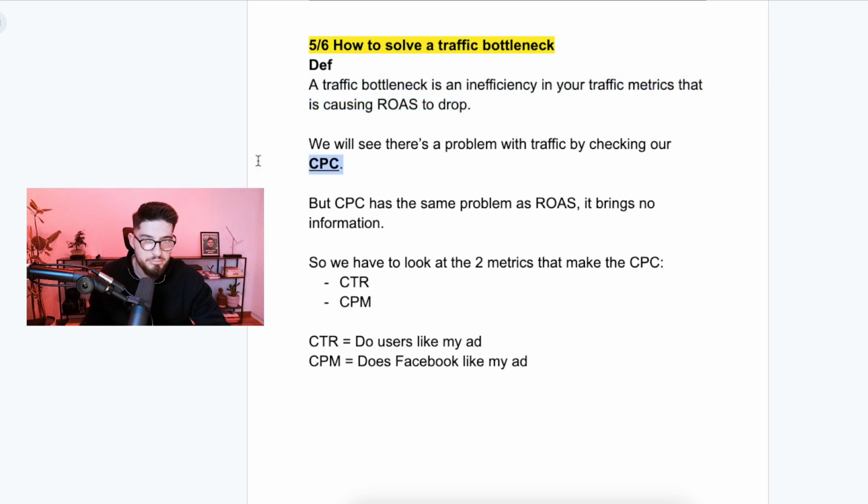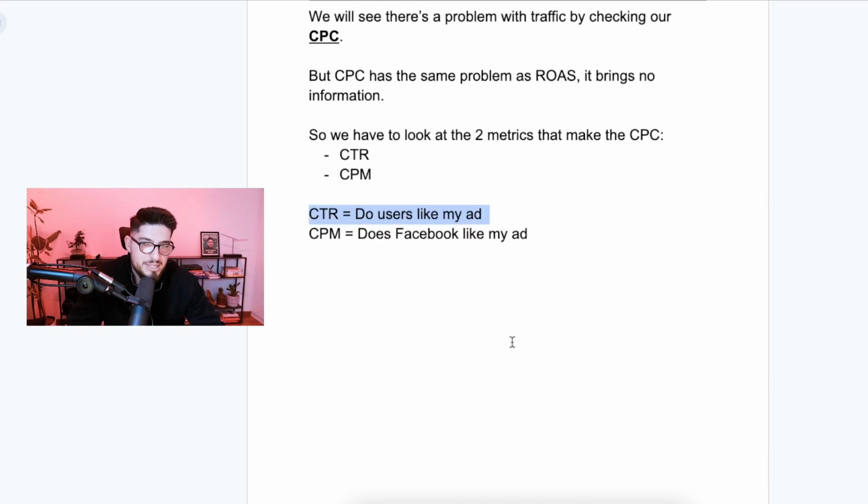The traffic metric is the CPC. But the CPC has the same problem as your ROAS. It brings no information. It's just a reflection of two metrics, which are the CTR and the CPM. So we have to look at these two metrics that make the CPC. The CTR, everybody knows what this is, click-through rate. What it tells you is, do users like my ad? And then the CPM is telling you, does Facebook like my ad?